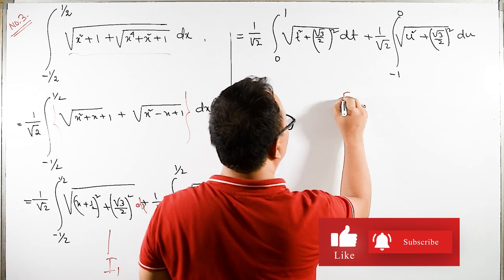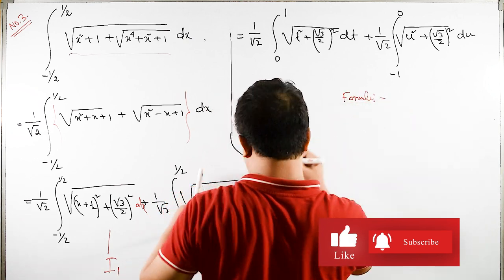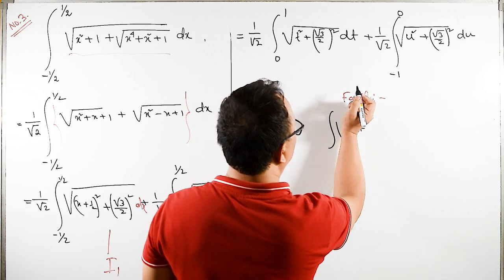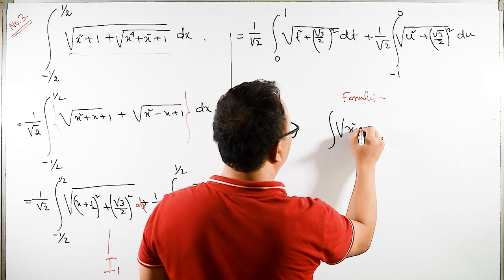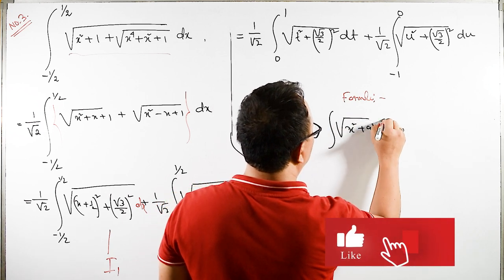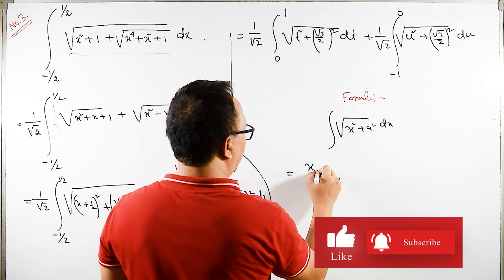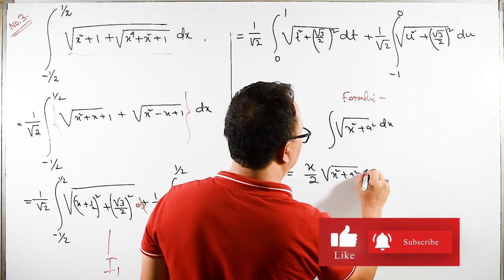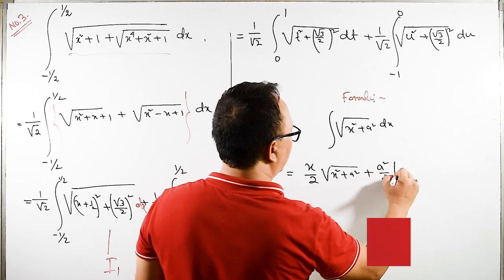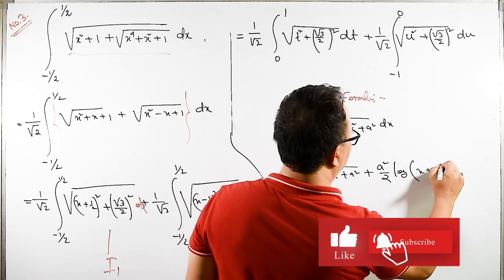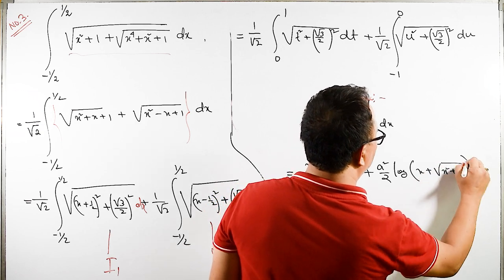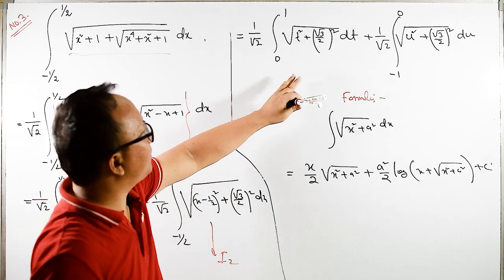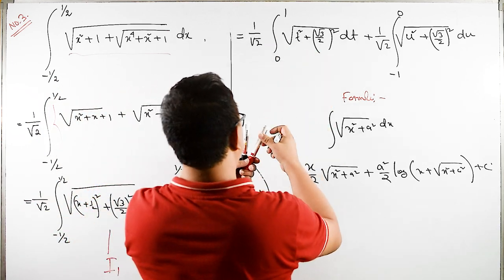Now we have the formula: the integral of square root of x square plus a square dx is equal to x by 2 square root of x square plus a square plus a square by 2 log of x plus square root of x square plus a square, plus c. Now apply this formula over here, and then substitute the limits for this integral.